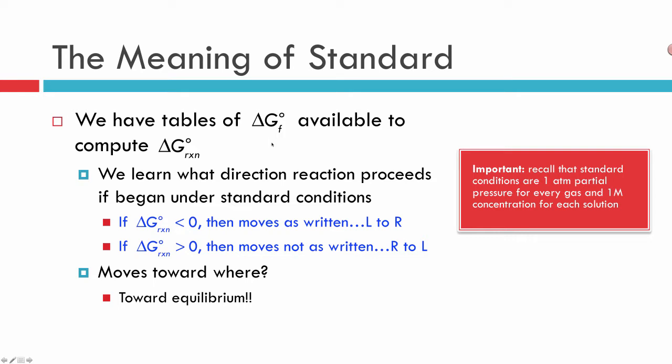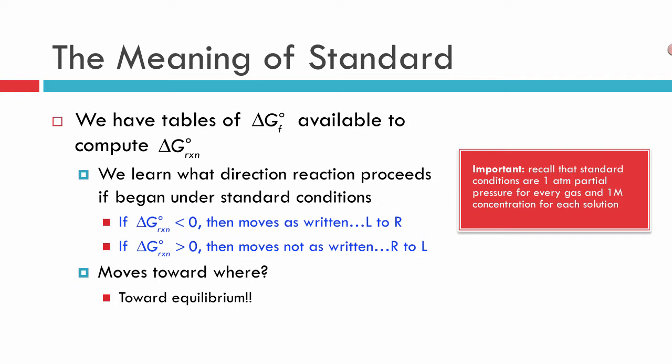All right. So what we know is we've seen these tables of standard Gibbs free energies of formation in the back of the book. And we can use those with Hess's law calculations to find the standard Gibbs free energy of a reaction. Well, what does that tell us when we get that value? Well, if delta G naught is less than 0, then if we start under standard conditions, we'll move as written spontaneously from left to right.